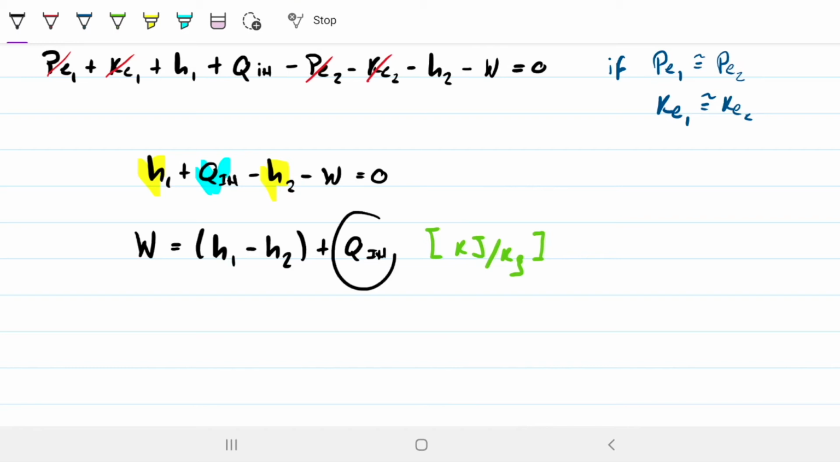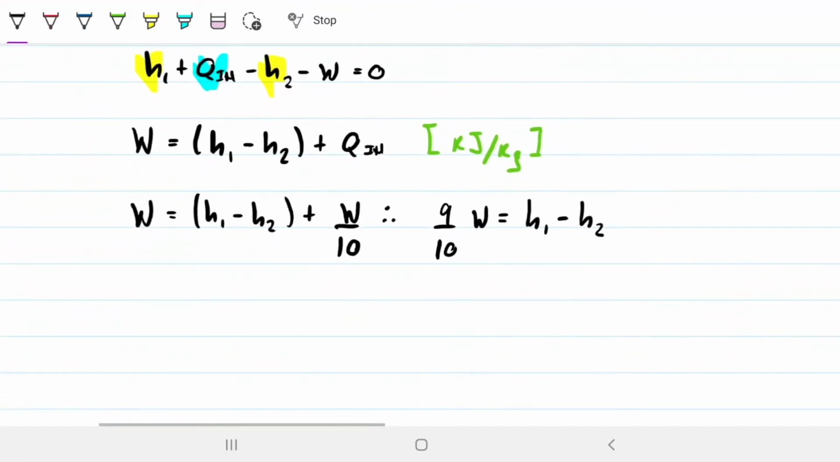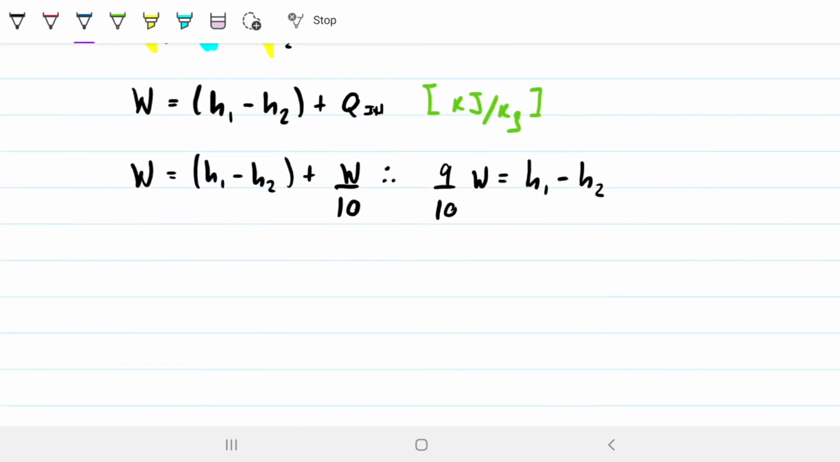We also know that the heat is 10% of the work, right? The heat is only 10% of the work. So we could rewrite this as H1 minus H2 plus work over 10, right? A tenth of the work. So that means that 9/10 of the work equals H1 minus H2, the change in enthalpy. Cool. So all we need is the change in enthalpy, so we can solve this and find how much work is outputted. Once we find that, we know 10% of that is going to be the heat.